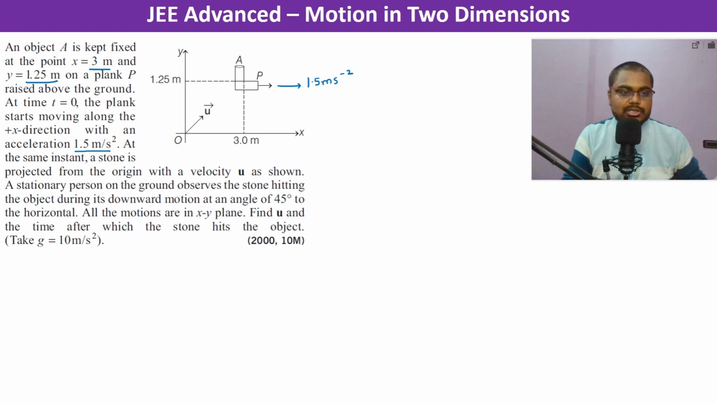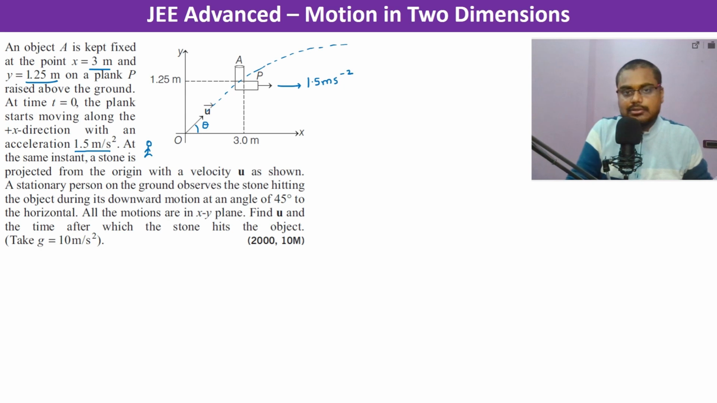At the same instant, a stone is projected from the origin with speed u, and let us keep the angle also theta. A stationary person on the ground observes that the stone is hitting this object A at an angle of 45 degree downwards. This is how the stone goes, and it is going to hit, and the angle made is 45 degree.